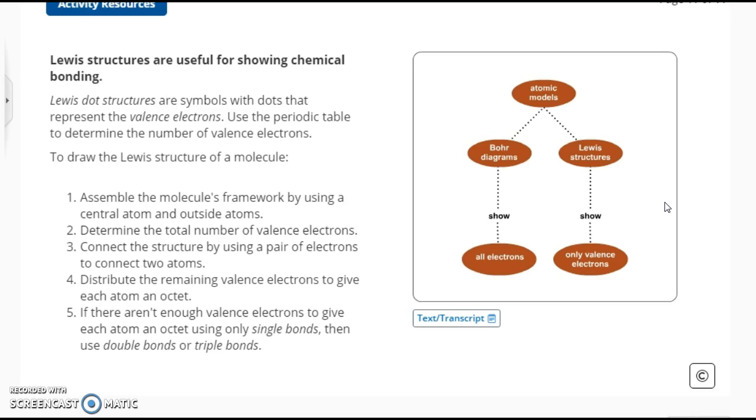5. To draw the Lewis structure of a molecule, draw the element's abbreviation and assemble the molecule's framework by using a central atom and the outside atoms. Which atoms are almost always on the outside? Hydrogen. Determine the total number of valence electrons. Connect the structure by using a pair of electrons to connect the 2 atoms, 1 electron from each atom. Distribute the remaining valence electrons to give each atom an octet. If there aren't enough valence electrons to give each atom an octet using only single bonds, then use double or triple bonds. Atomic models: you can have the Bohr diagram, which shows all electrons, or the Lewis dot diagram, the Lewis structure, which shows only valence or outer electrons.